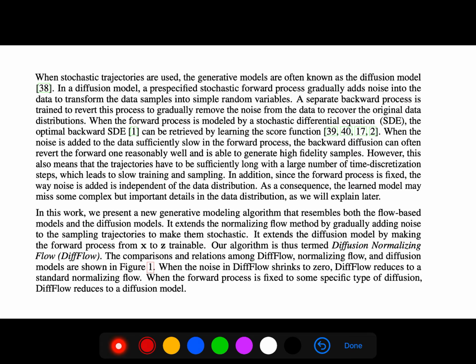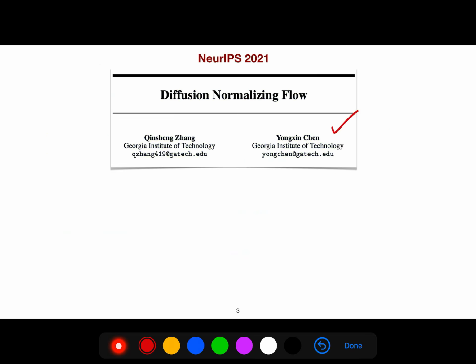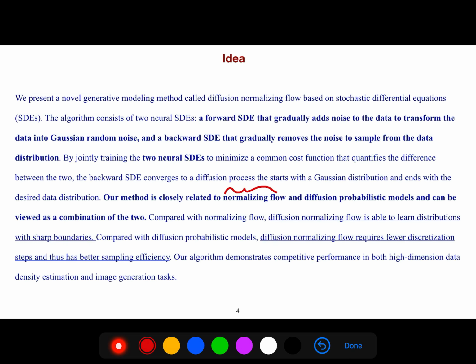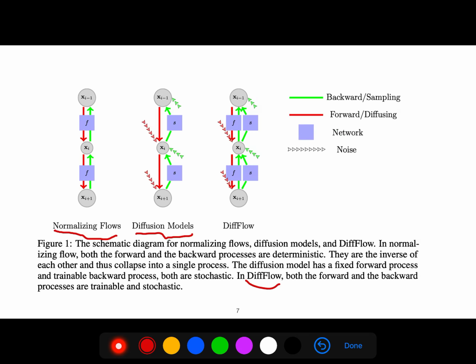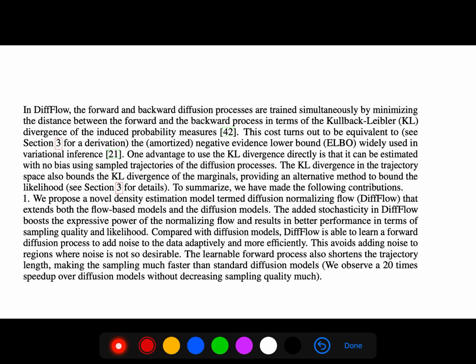That's why they call it diffusion normalizing. So they want to bridge the gap between these two ideas of diffusion and normalizing flows. The forward and backward processes are trained simultaneously by minimizing the distance between the forward and backward process using the KL divergence.